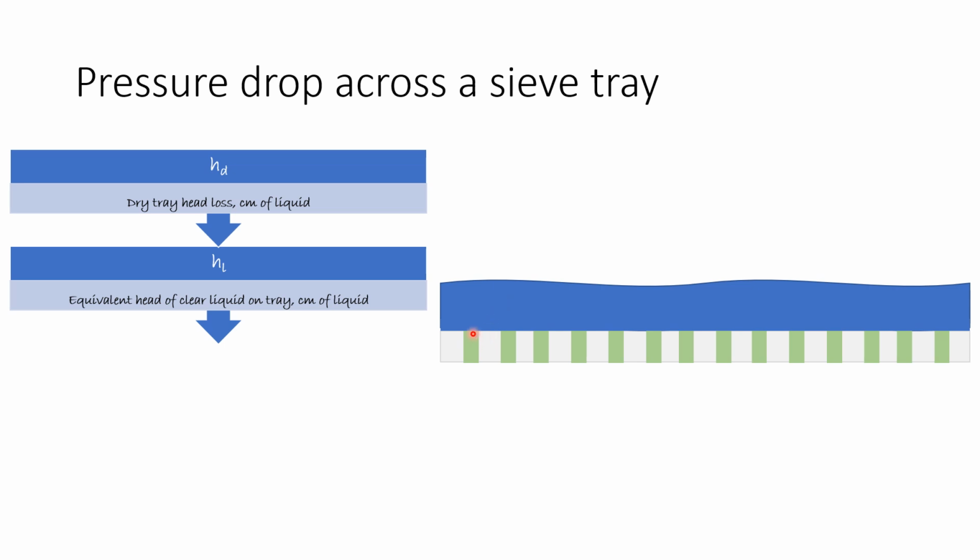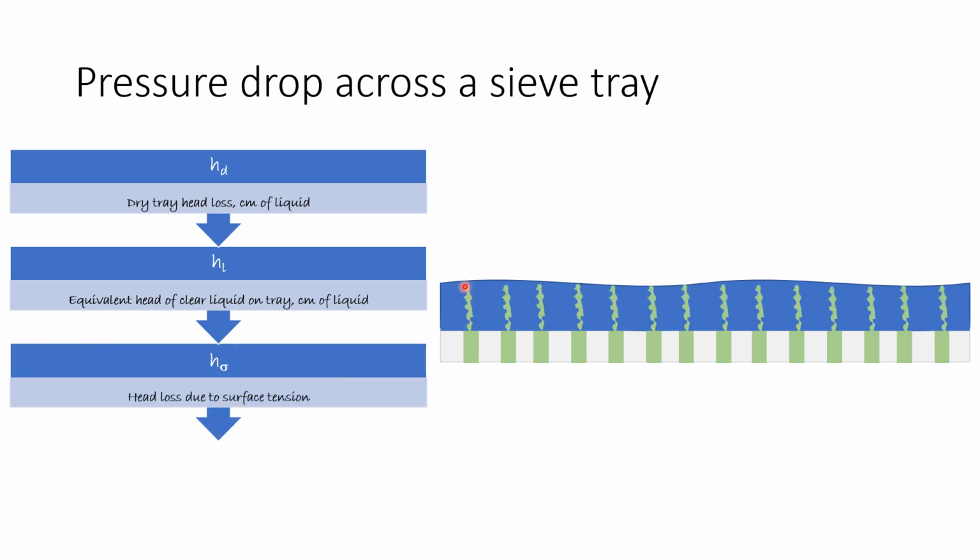Now, once the gas overcomes the weight of the liquid, the gas will have to pass through the liquid, which will provide the third reason for pressure drop, which is head loss due to surface tension between the gas and the liquid. The liquid here obviously is the solvent. So three reasons for pressure drop.